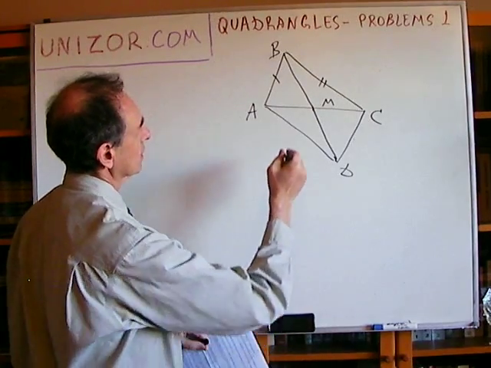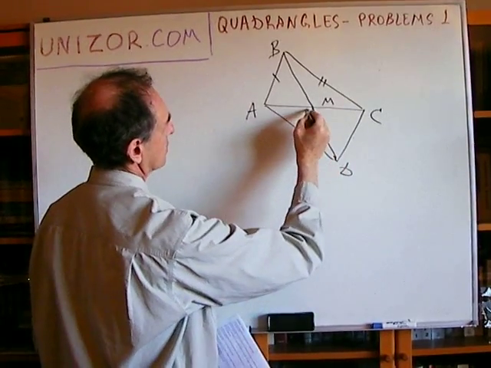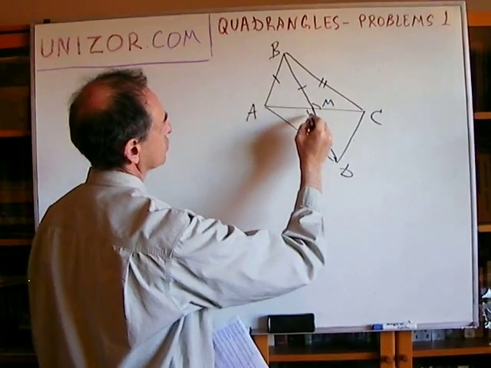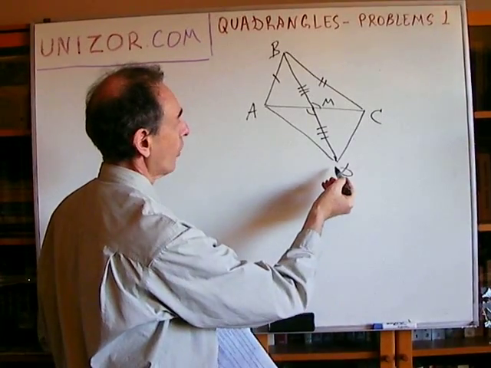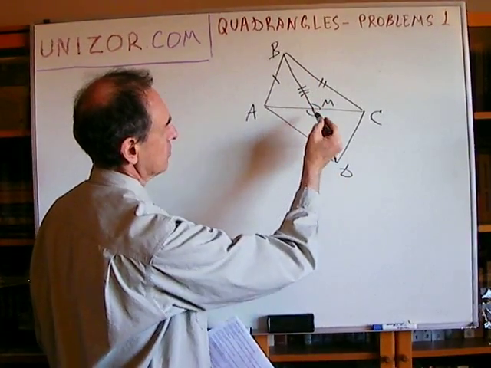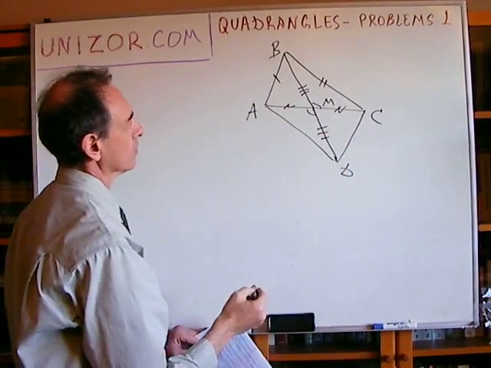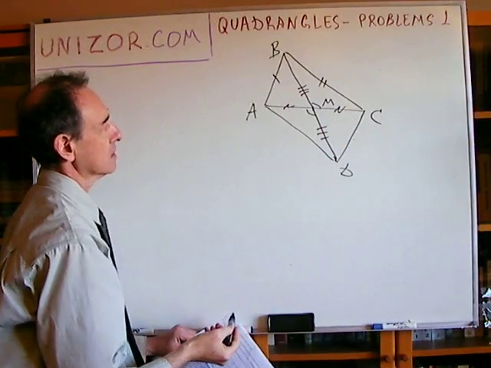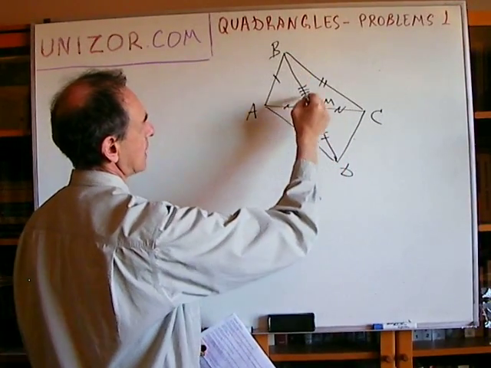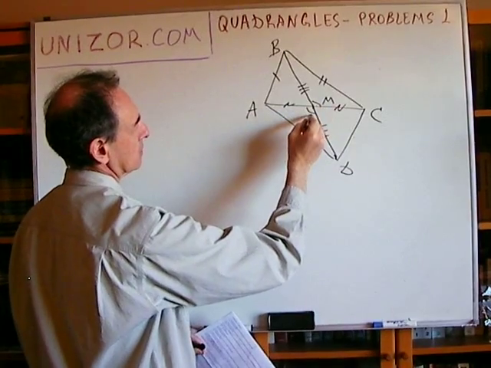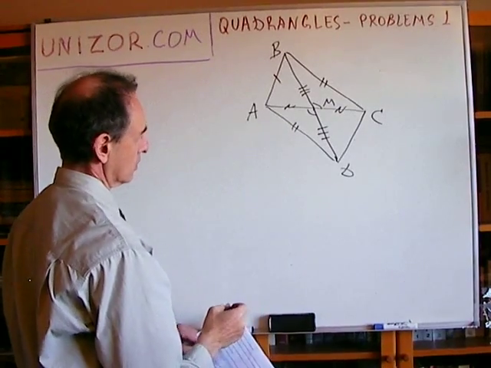Well, that's quite obvious. Consider BMC and AMD triangles. They have vertical angles. Now, these two sides are congruent to each other. That's how we constructed the point D. We continued BM by the same length. And these two are congruent because M is a midpoint of AC. So BMC and AMD are congruent by side, angle, side. That's what makes BC congruent to AD.